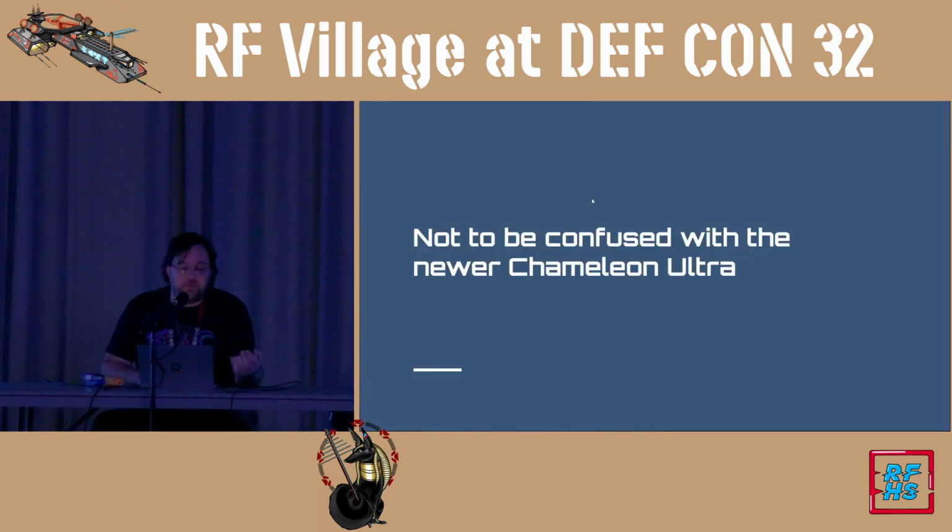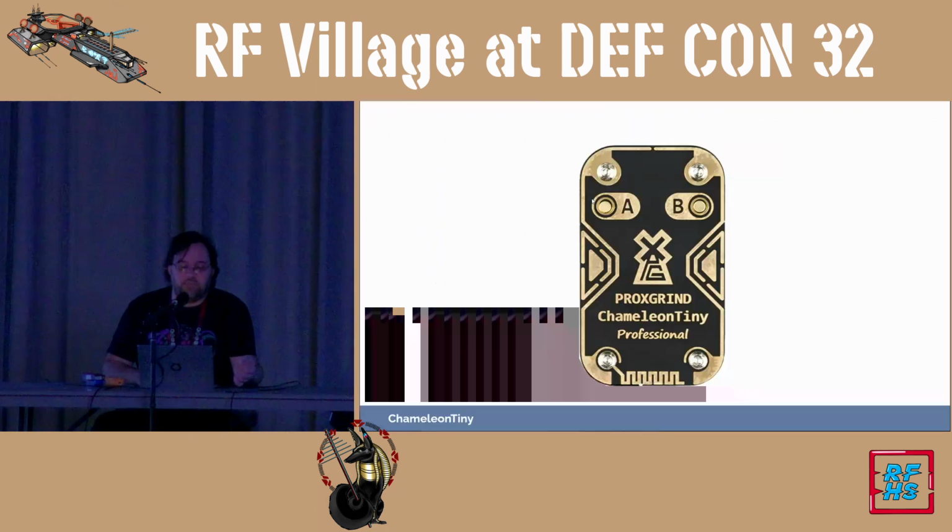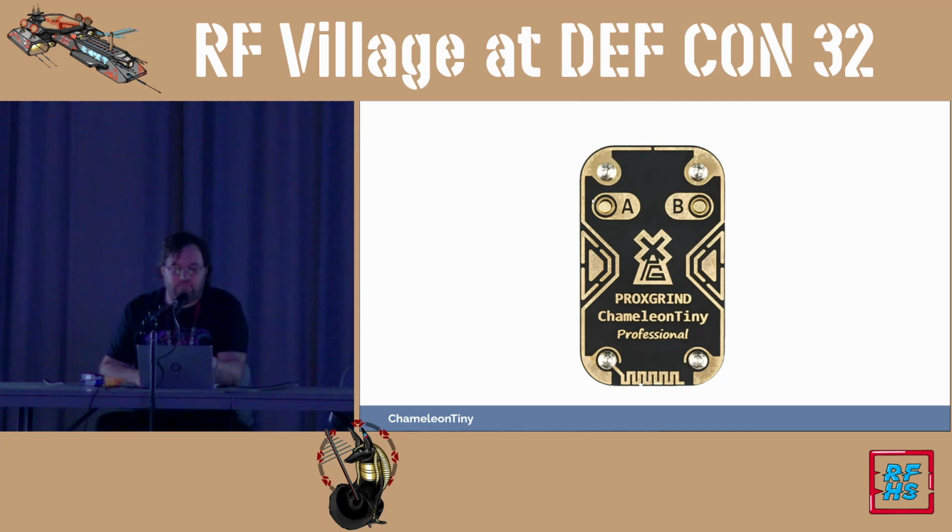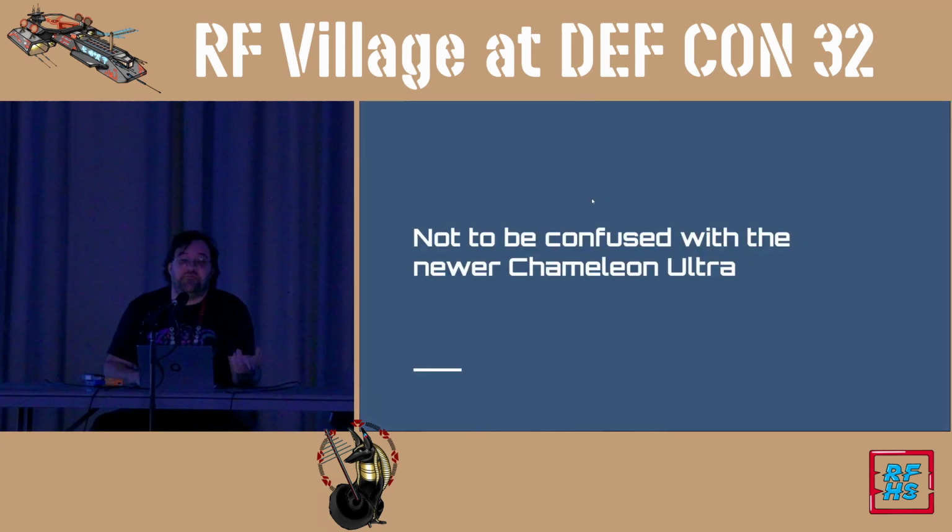Now, don't confuse this with the newer Chameleon Ultra. The Chameleon Ultra looks exactly like this, but says Ultra. It unfortunately doesn't support 15693, so you can't do iClass things on it. This is the older one that is hard to get these days, but yeah.